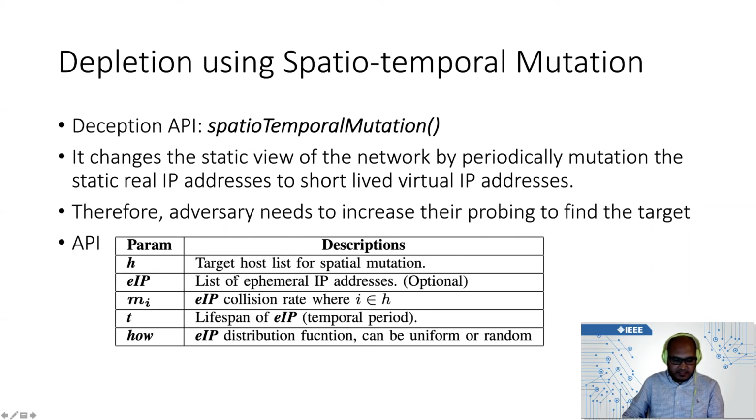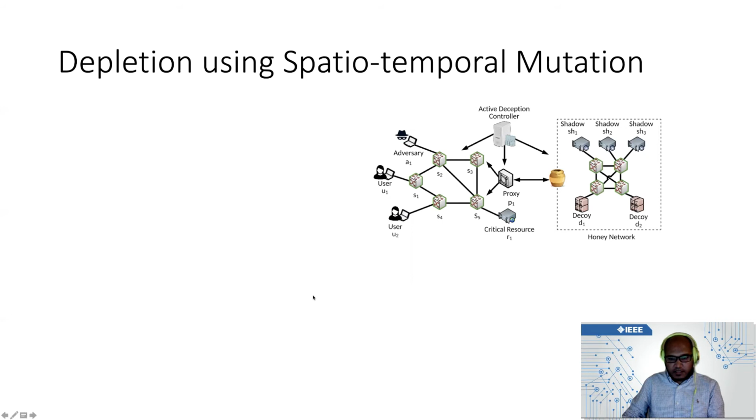This is the API structure. H is the target list of the hosts that we want to mutate. EIP is the virtual IP or the ephemeral IP addresses. T is the lifespan, that is, how long the ephemeral IP will live, and how describes the distribution of this IP list. Now, from the previous network, we want to protect the critical resource R1 and two benign users, U1 and U2, through spatiotemporal mutation.